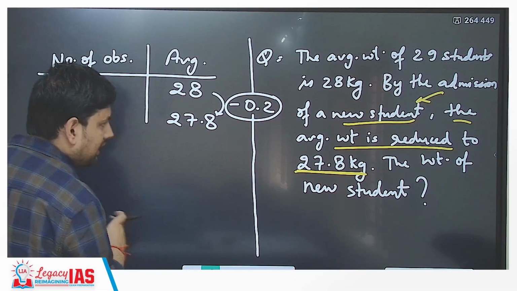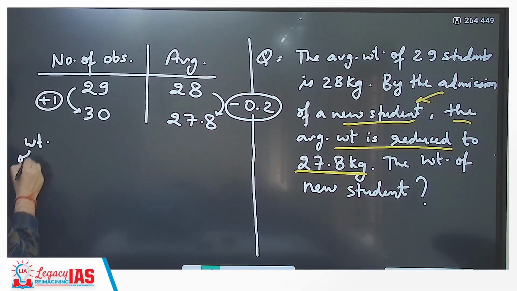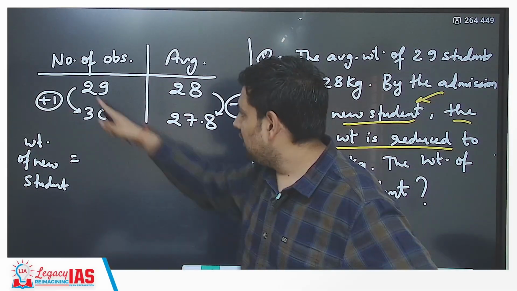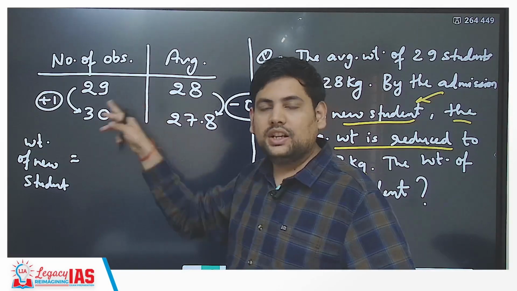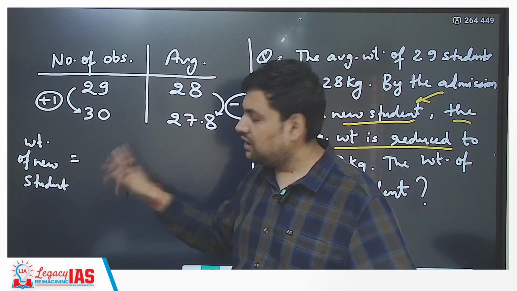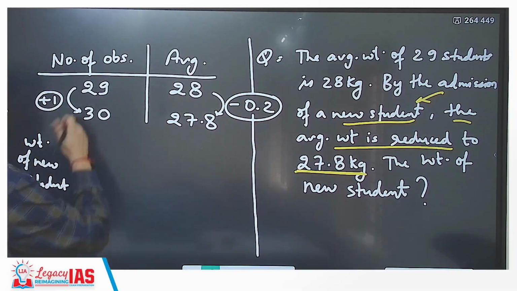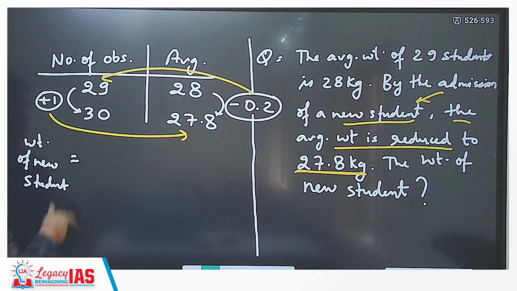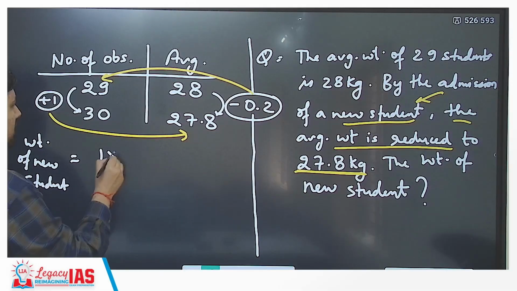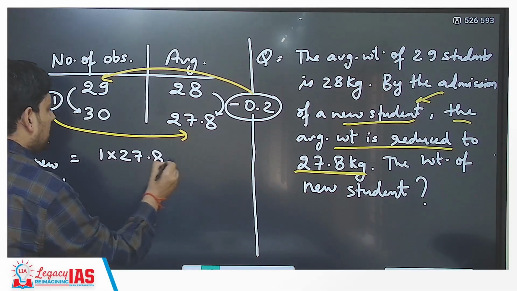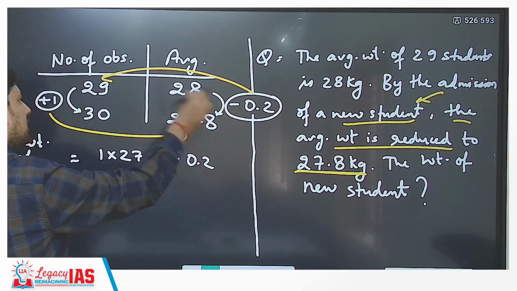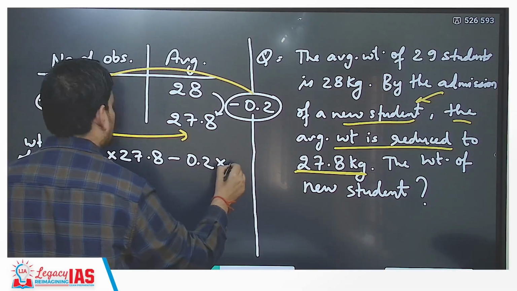Now I have to find the weight of the new student. In that earlier question, whatever change was there was because of the teacher. That's why following this process we got the weight of the teacher. Here it is because of the new student, so we'll get the weight of the new student using this. So what you get, 1 into 27.8 and minus 0.2 into 29. So this becomes 1 into 27.8, minus, because it is a negative, the average is getting decreased, so minus 0.2 into 29.